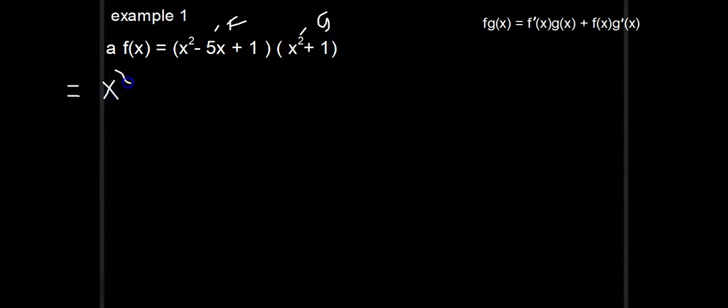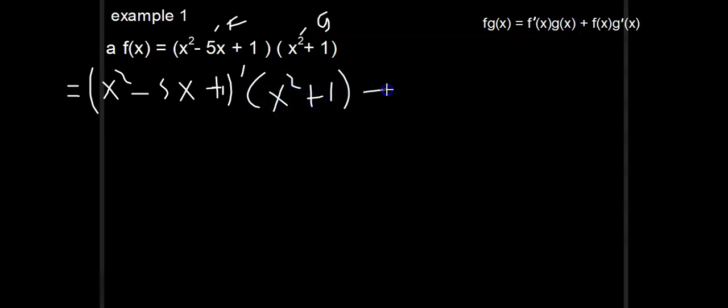So I'm going to say the derivative of x squared minus 5x plus 1, times... I wrote this whole formula over here because I want you to compare what I'm doing with what the formula is saying. I'm going to write this g of x as it is. So I'm going to write this x squared plus 1 as it is, and I'm going to add that to the f of x. I'm going to write the f of x as it is. I don't have to derivate it, so it would be x squared minus 5x plus 1.